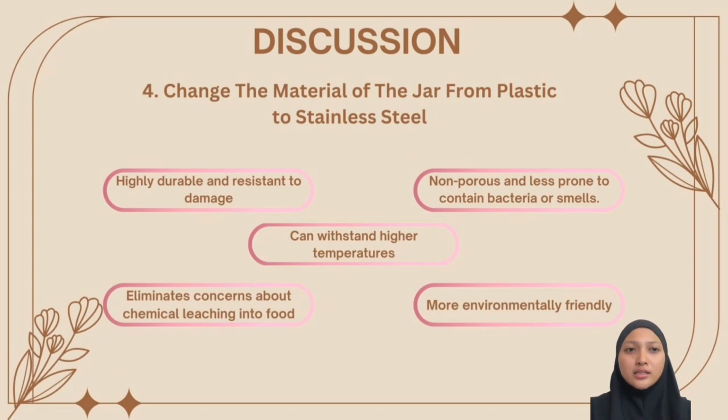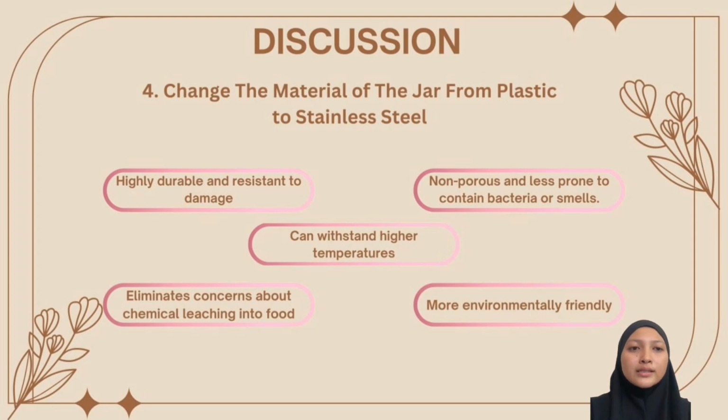Next discussion, change the material of the jar from plastic to stainless steel. We choose stainless steel because it is highly durable and resistant to damage. This ensures a longer lifespan for the blender, reducing the need for frequent replacement. Next, it is non-porous and less prone to contain bacteria or smell. It makes kitchen hygiene better because it's simple to clean and sanitize.